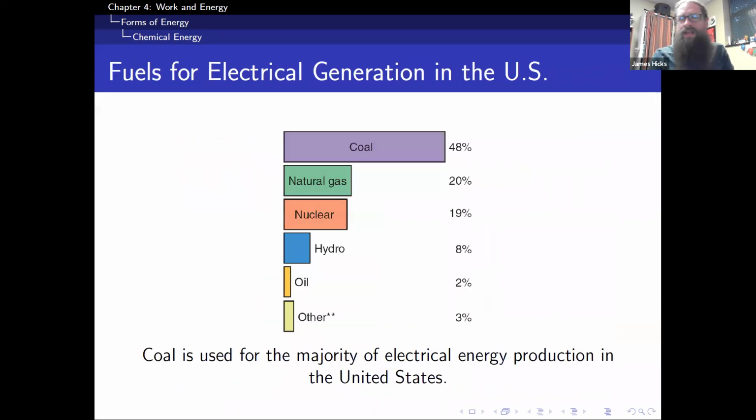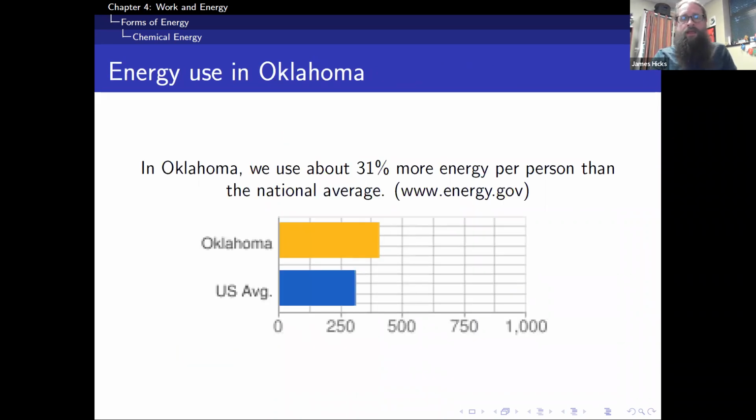A couple slides on how much fossil fuels we use in the U.S. Oklahoma, we use about 31% more energy per person than the national average.